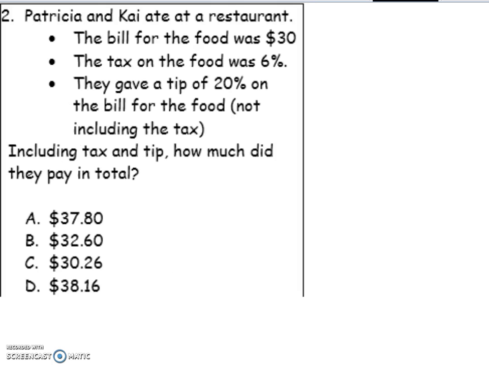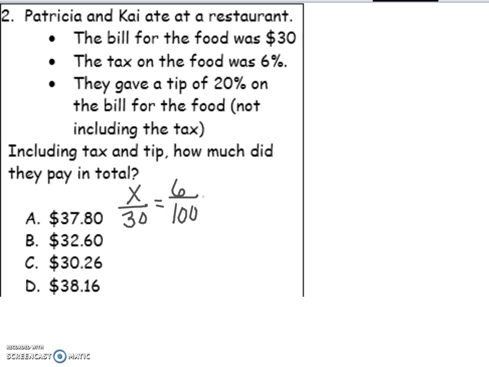It says Patricia and Kai ate at a restaurant. The bill for the food was $30. The tax on the food was 6%. They gave a tip of 20% on the bill for the food, not including tax. Including tax and tip, how much did they pay in total? All right, so we have a proportion, x over 30 equals 6 over 100.